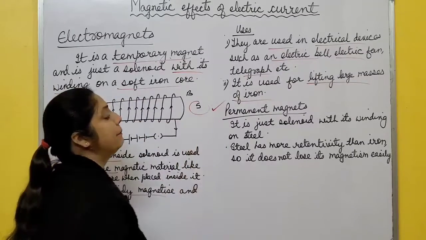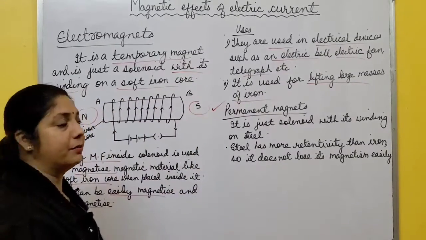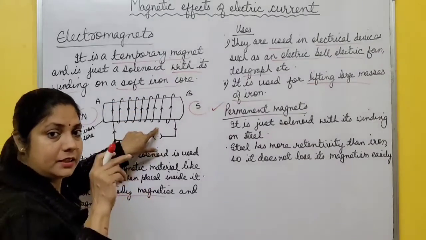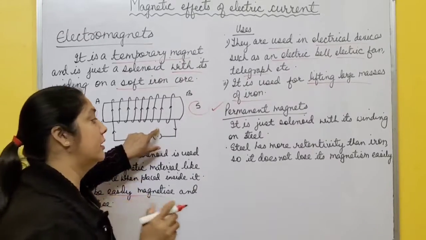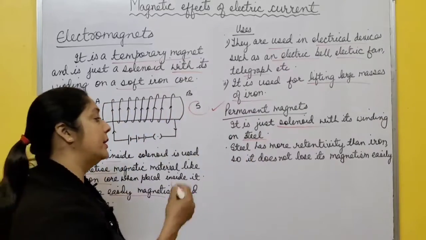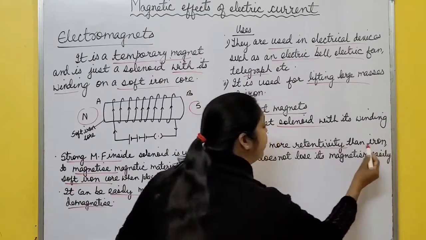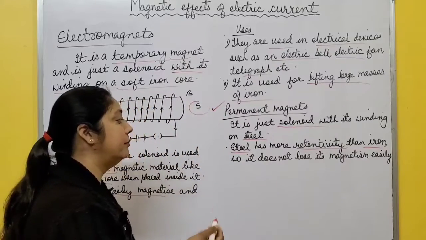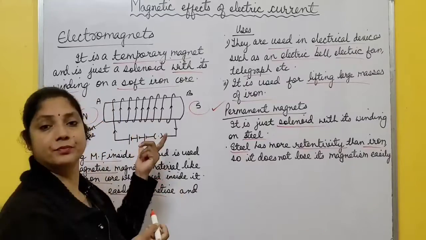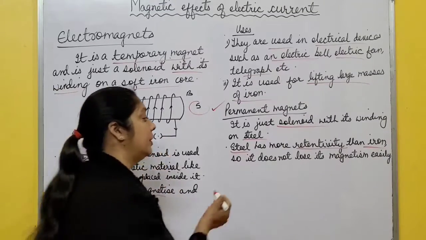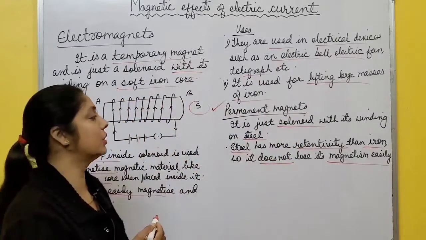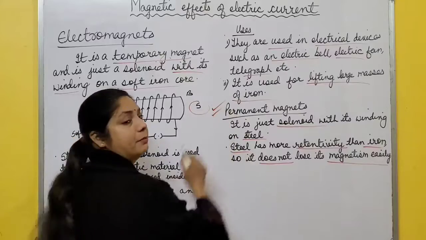Now next one is permanent magnets. How is a permanent magnet formed? It is also just like a solenoid, but in place of soft iron core, inside the solenoid you put steel. It is just a solenoid with winding on steel. Why is steel used? Because steel has more retentivity than soft iron core. More retentivity means it can retain its magnetism even when no current flows through the solenoid. So it does not lose its magnetism easily because it has more retentivity than soft iron core. Then this is used to make permanent magnets.